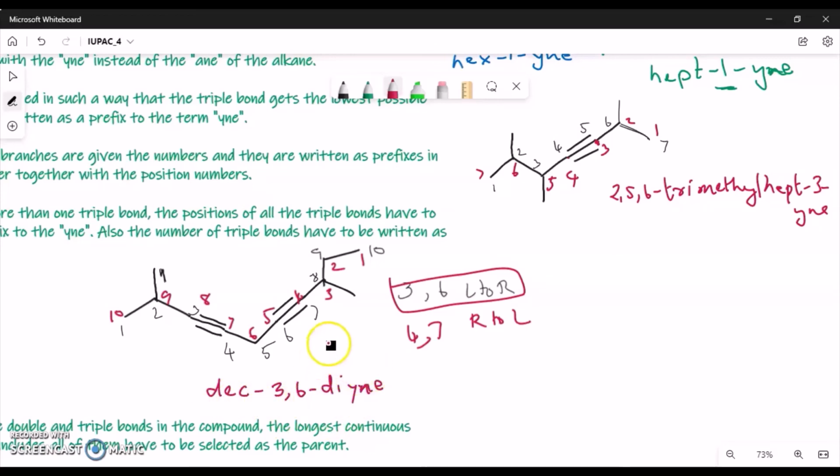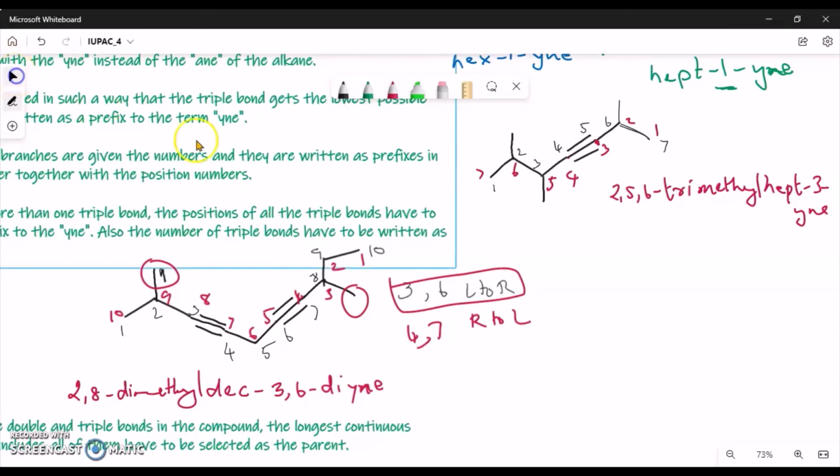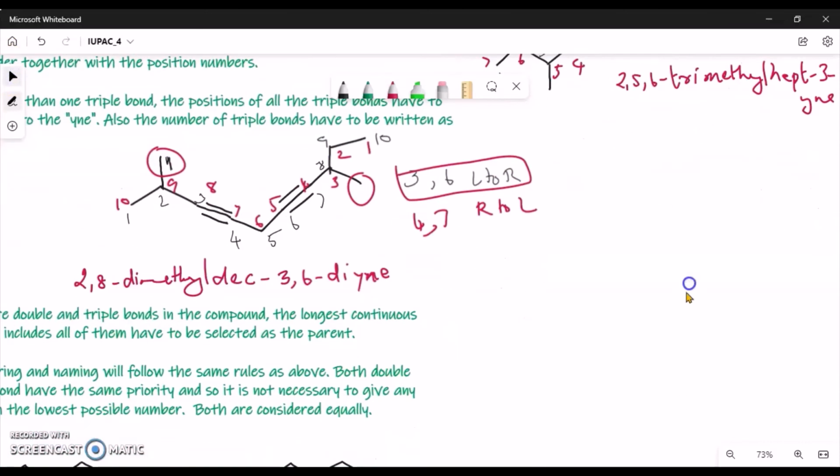But that's not all. There are two branches, that is two methyl groups. Look, this and this, they are methyl groups, and because the numbering we have chosen is the black numbering, the positions of the methyl groups will be 2 and 8. So I have to put 2, 8 dimethyl dec 3, 6 diyne. That will be the complete name of this compound. So this is the case where we have more than one triple bond. Okay.